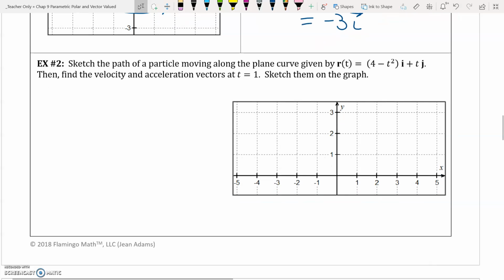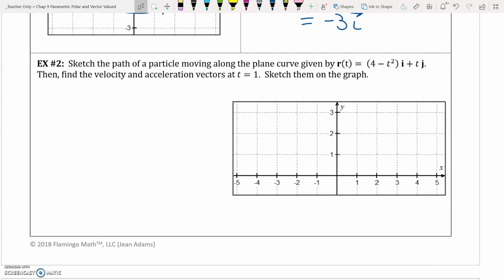Example 2. We are to sketch the path of a particle moving along a plane curve given by r of t equals 4 minus t squared i plus tj. Then find the velocity and acceleration vectors at t equals 1 and sketch them on the graph.